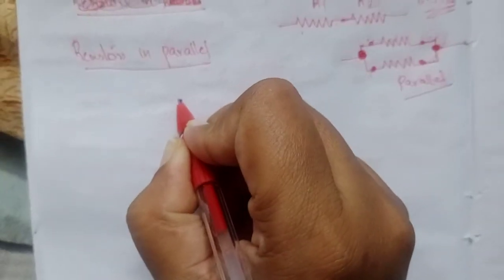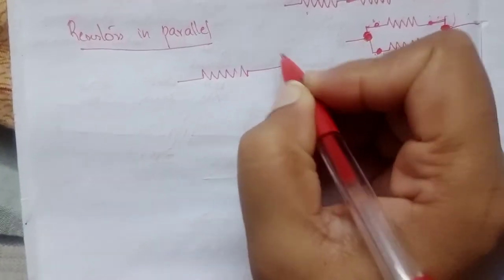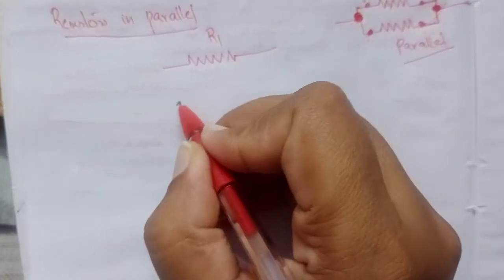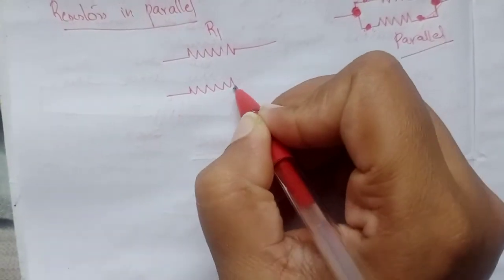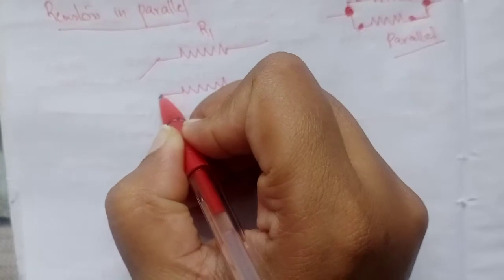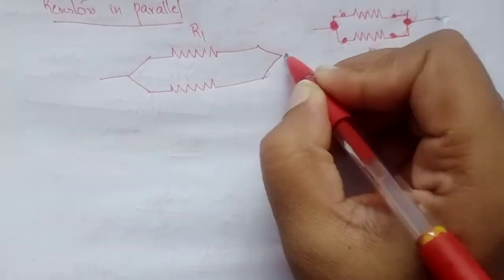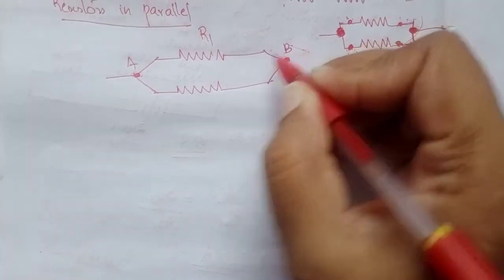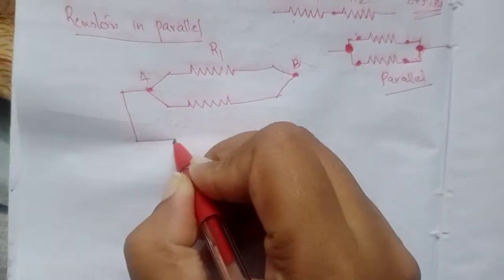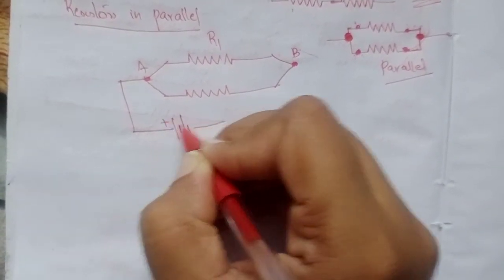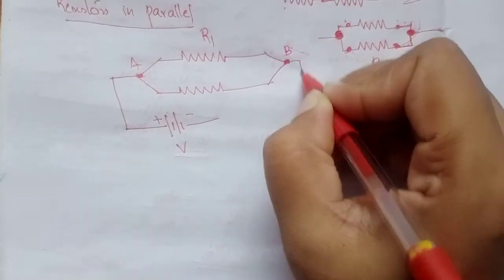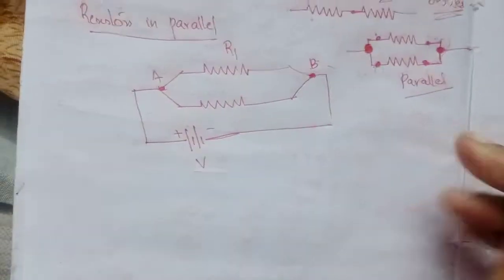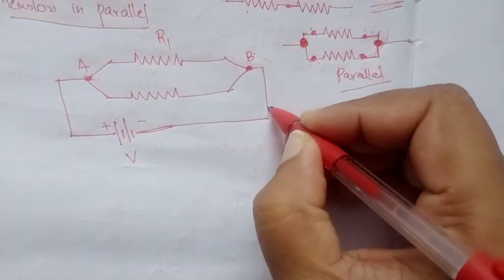Now let us consider a circuit. Let me draw the circuit. Let this be the resistance R1 and this be the resistance R2. I am going to connect these two resistors to a common point, and similarly the ends to a common point. Let this point be A and let this point be B, and I am going to connect this to a voltage source V. So this is my circuit.